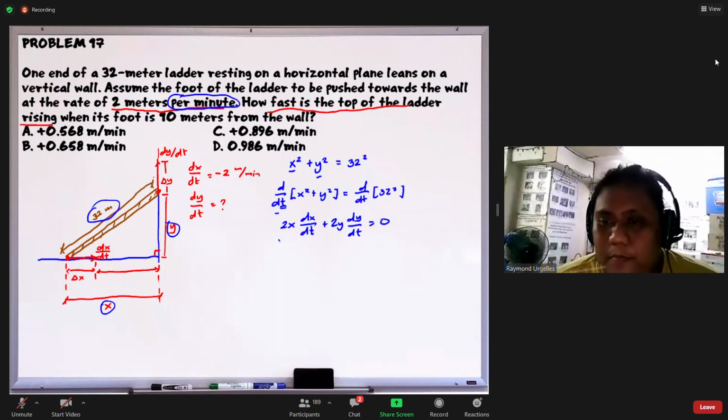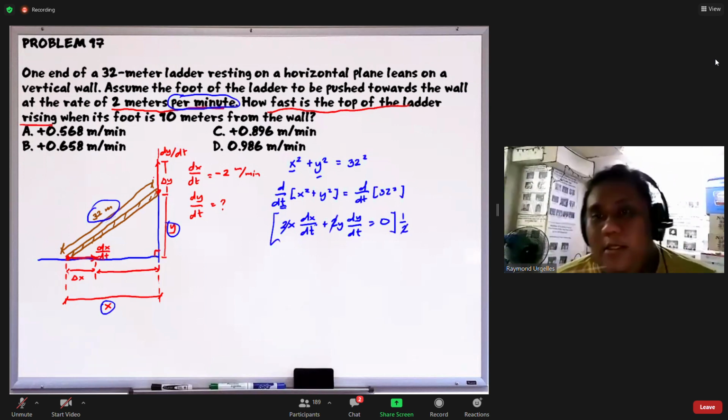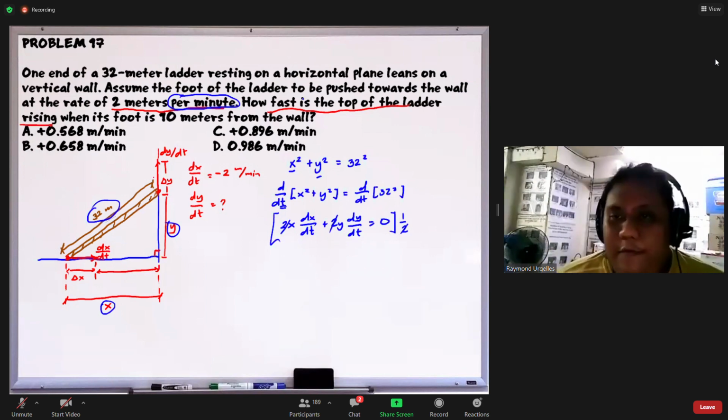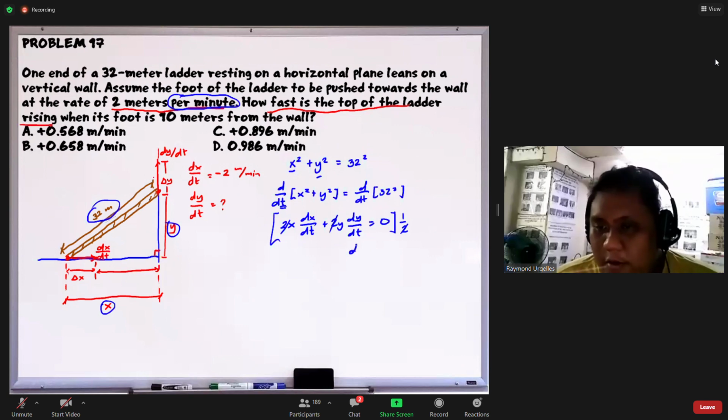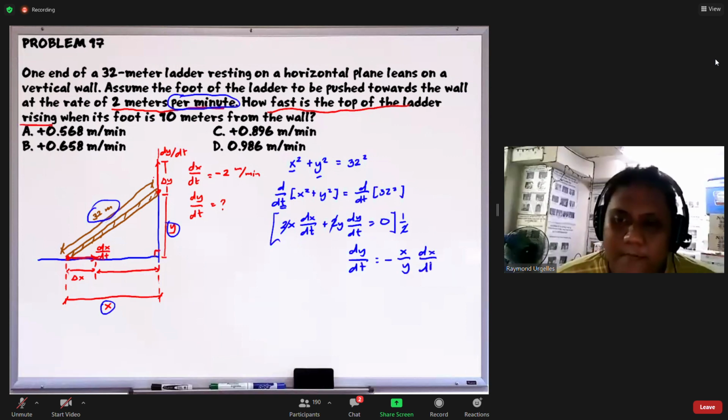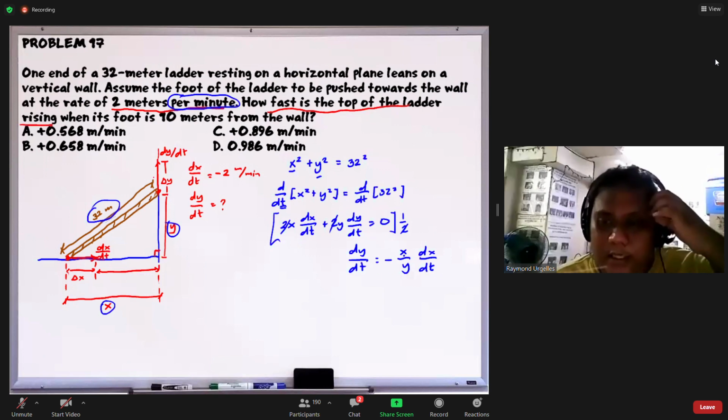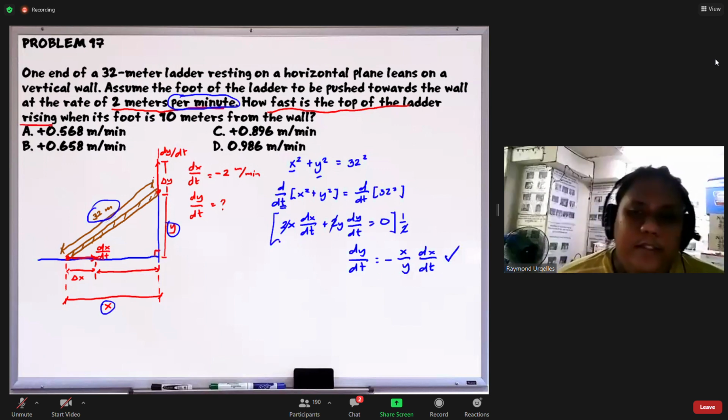Okay? So by multiplying this whole term by 1/2, we can cancel this. Then ano yung kailangan nating i-solve? Okay, so yung dy/dt. So solving for dy/dt, this will simply be equal to negative x over y, multiplied by dx/dt. Okay? Nakuha ba? So meron na tayong formula para dun sa dy/dt natin.